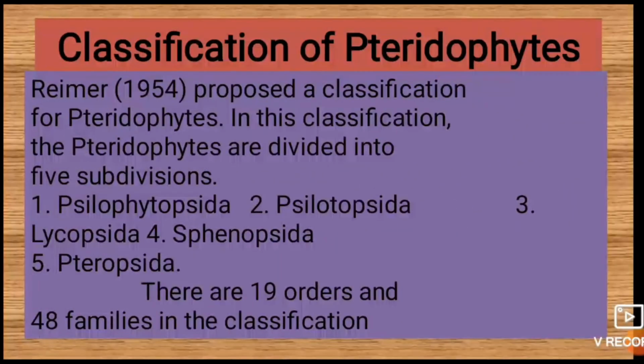The classification of pteridophytes. Reimer in 1954 proposed the classification of pteridophytes. In this classification, the pteridophytes are divided into five subdivisions: one, Psilophytopsida; second, Psilotopsida; third, Lycopsida; fourth, Sphenopsida; fifth, Pteropsida. Very important five classes. There are 19 orders and 48 families also present.